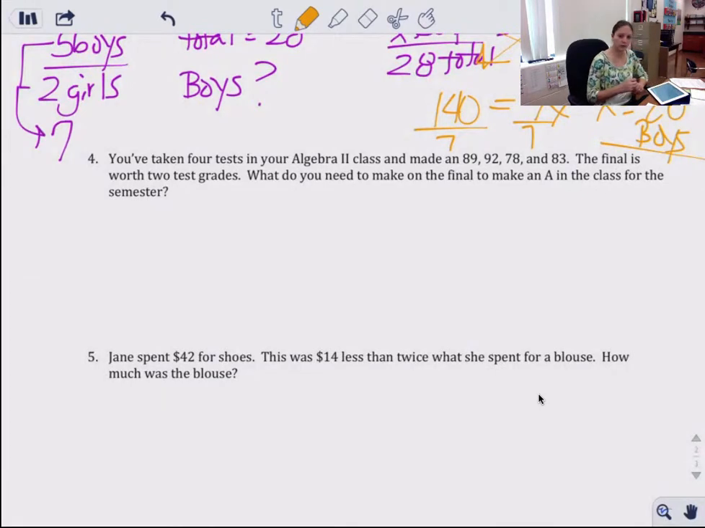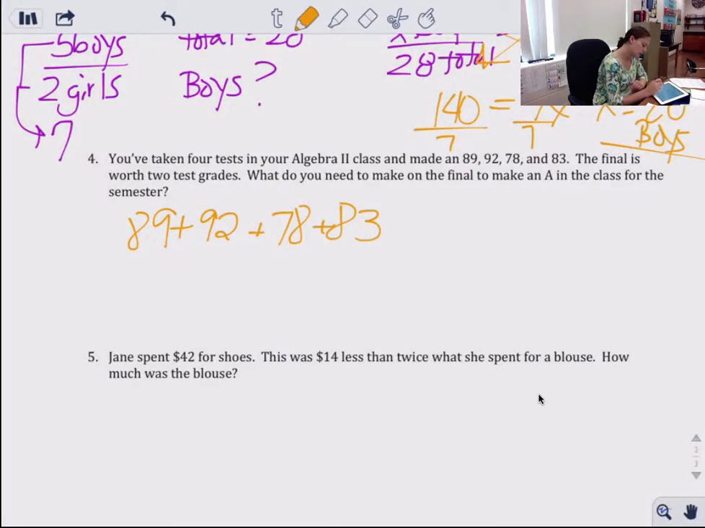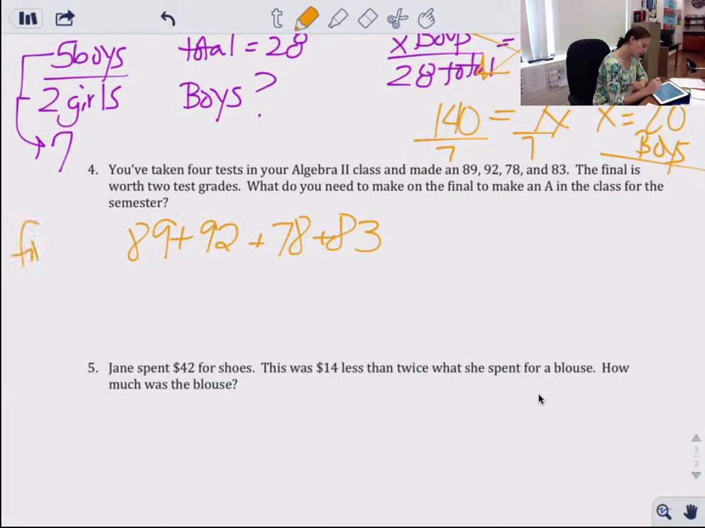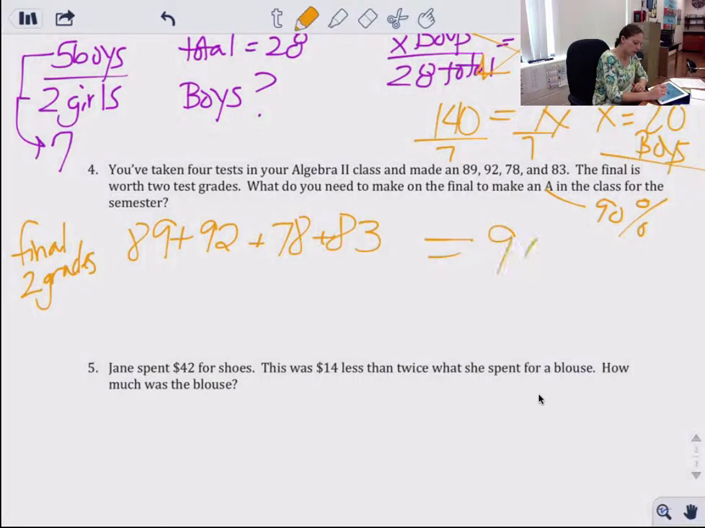All right, a lot of you do this next one for your test scores. You're taking 4 tests in Algebra 2, and they are scores of, I'm going to write them down. I got 89, I have 92, I have 78, and I have 83. The final is worth 2 test grades. So I put off to the side here, my final is 2 grades. What do you need to make on the final to make an A in your class? And we're just going to be easy and call an A 90%. Just go with it. 90% for the A. So I want to get a 90. I want to know what I have to get on my final.